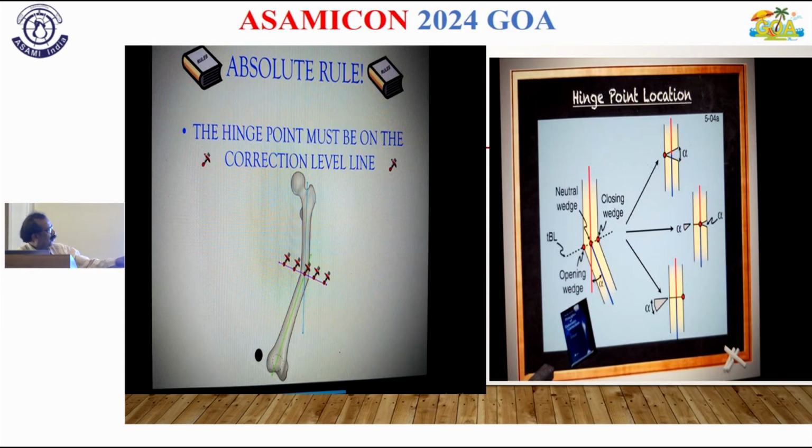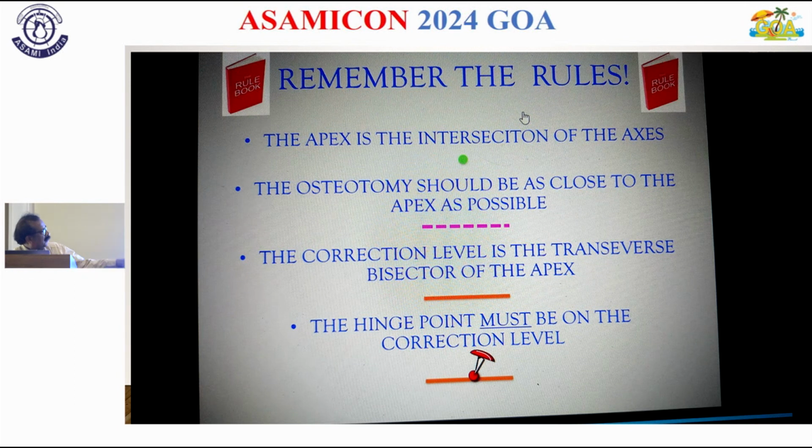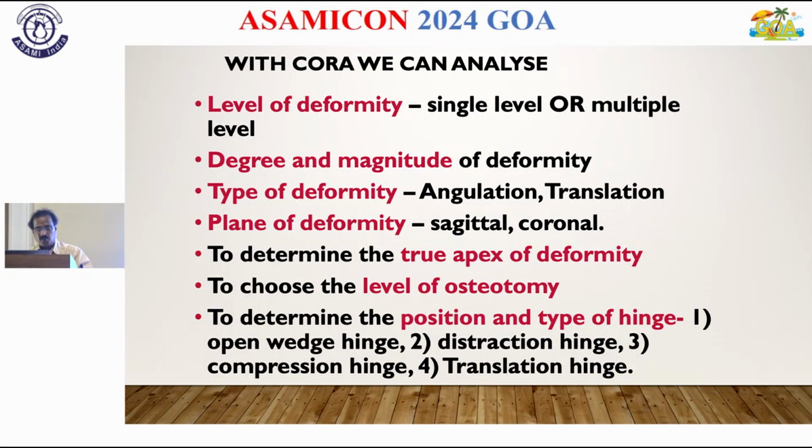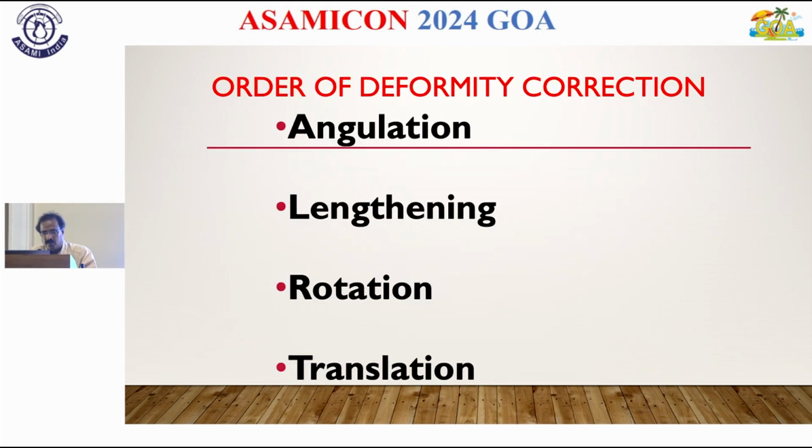So rules already discussed, the hinge point must be on the correction level, and where to place the hinge was already discussed in the last paper. So these are some of the rules you have to follow during the deformity correction. So level of deformity, degree and magnitude, type of deformity, plane of deformity, everything you have to assess. So order of deformity correction: angulation, lengthening, rotation and translation.